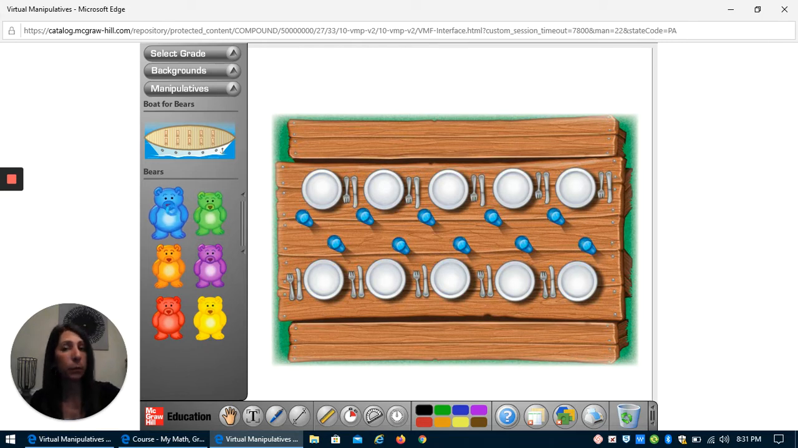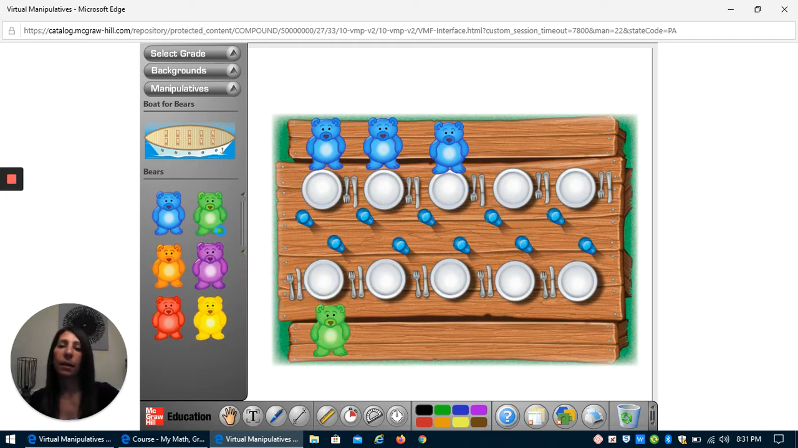So let's start with blue. So they're going to sit on the bench here. So let's start with 3. 1, 2, 3. 3 blue bears sat down to have a teddy bear picnic.